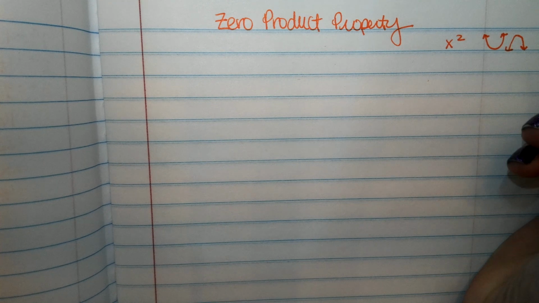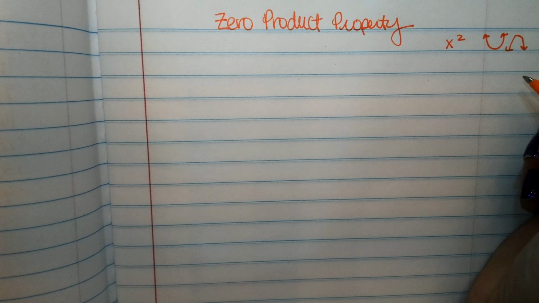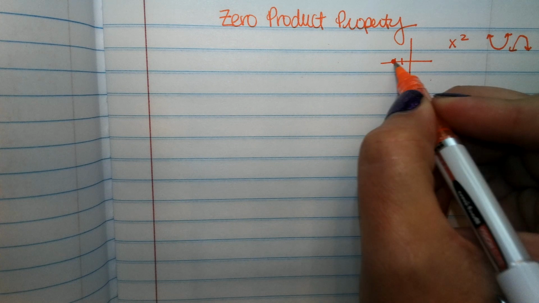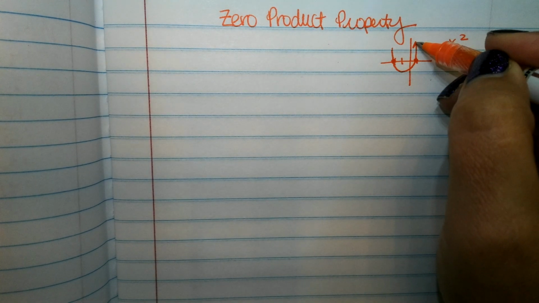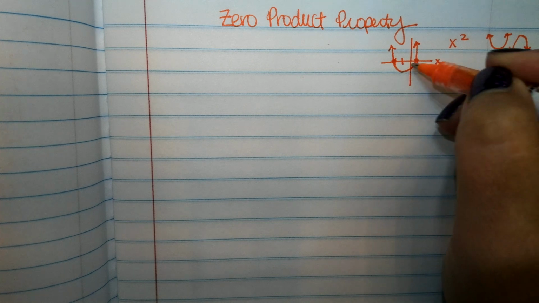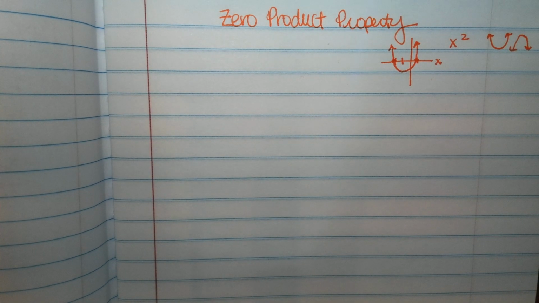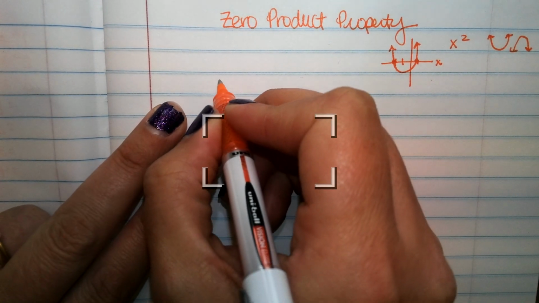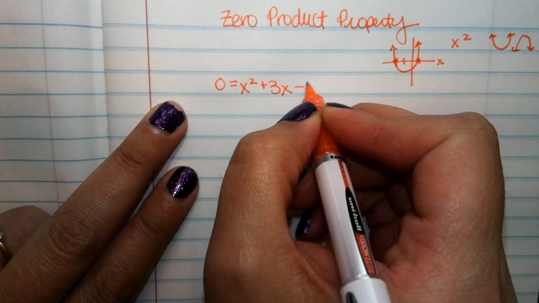So right now we are going to solve for x, and in doing so, we are also finding where the parabola hits the x-axis. So if I have a -2 and a 1, that means our parabola crosses the x-axis at -2 and 1. So the first one we're going to solve is 0 equals x squared plus 3x minus 18.